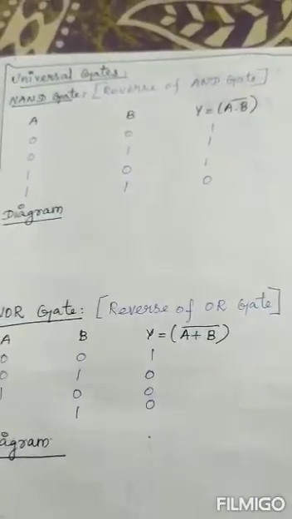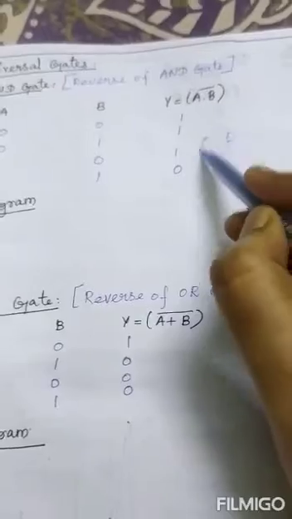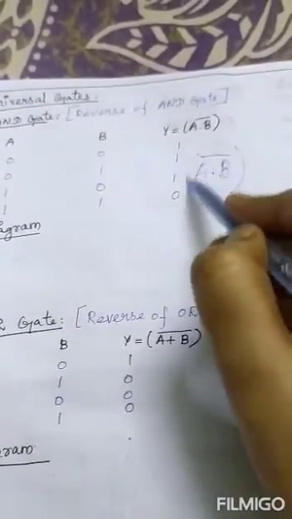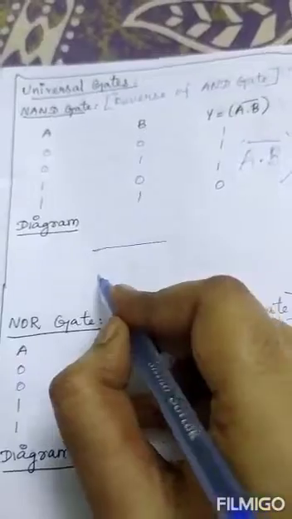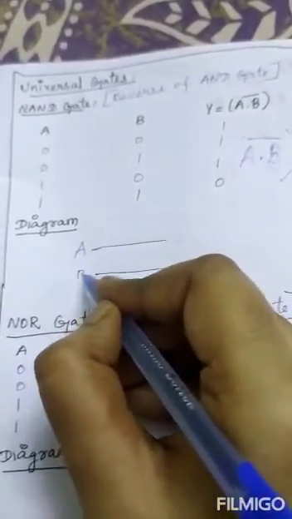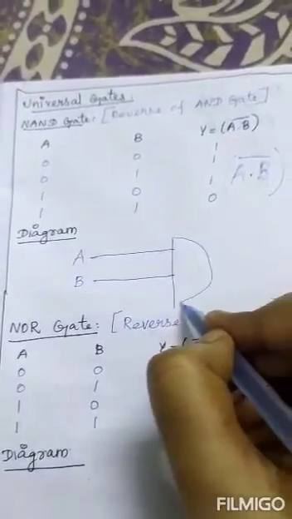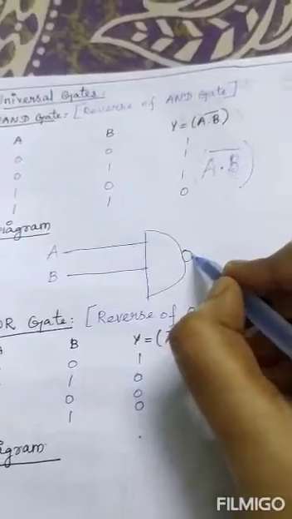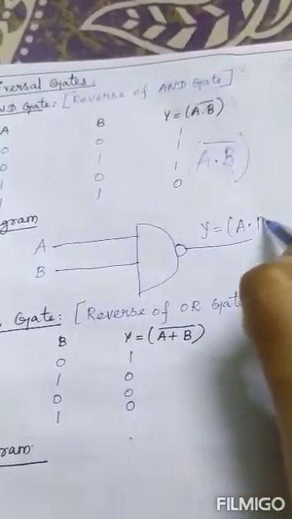Here 1, 1, 1, 0. I have to mention it as A dot B. The symbol is the same as multiplication, but as it is a reverse, NAND, you have to precede it with the overbar: A dot B the whole bar. And now I am going to draw the circuit diagram for NAND gate. There are two inputs, A, B. For NAND gate, it should come as a straight line. As it's a reverse, I have to draw a bubble before it comes to the output. Y is equal to A dot B the whole bar.